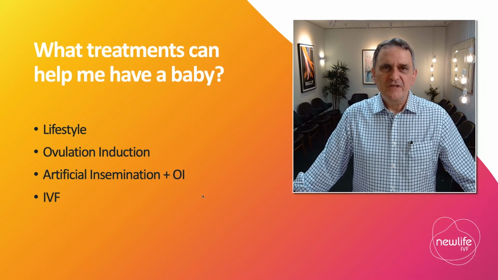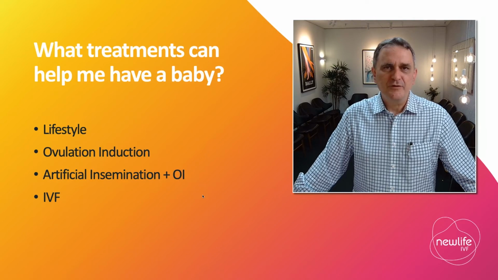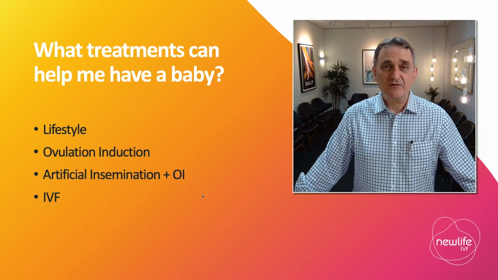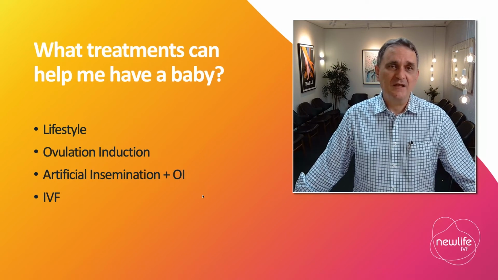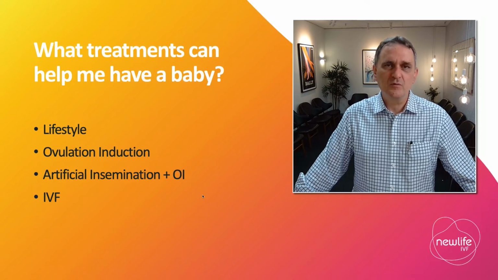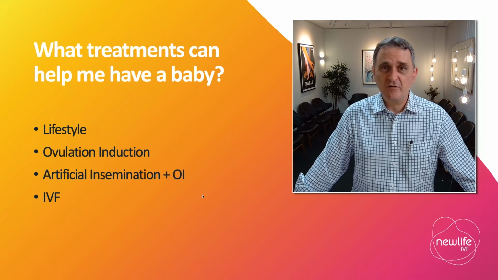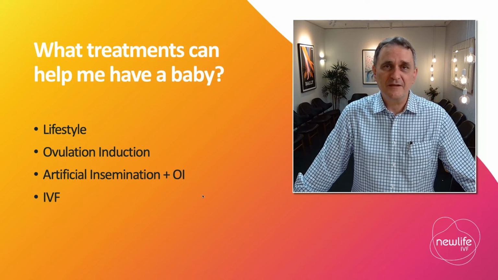The dose we use will vary from person to person, and so we usually will start on a low dose, see if you ovulate, and then if you don't, the next cycle we'll put the dose up and keep on doing so until we either get you to a stage where you're ovulating or we get to a maximum dose and you're still not ovulating.